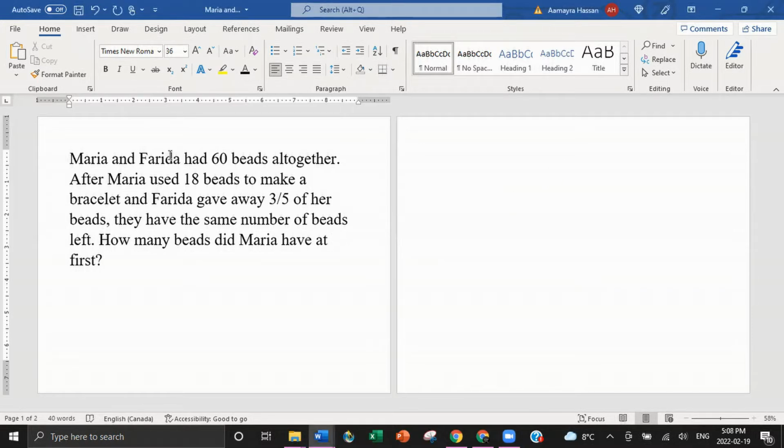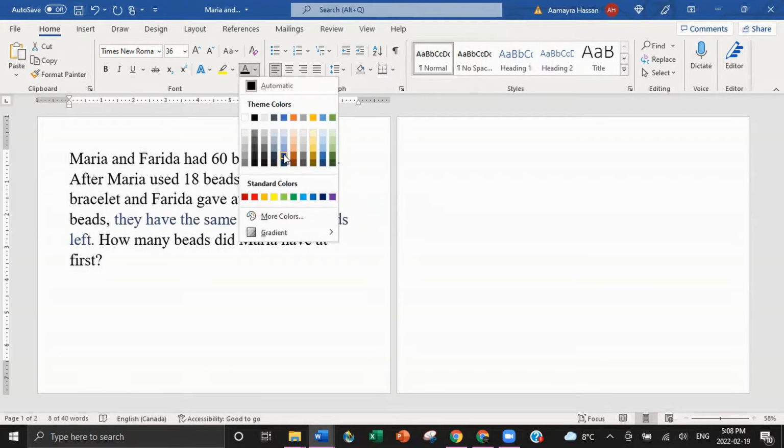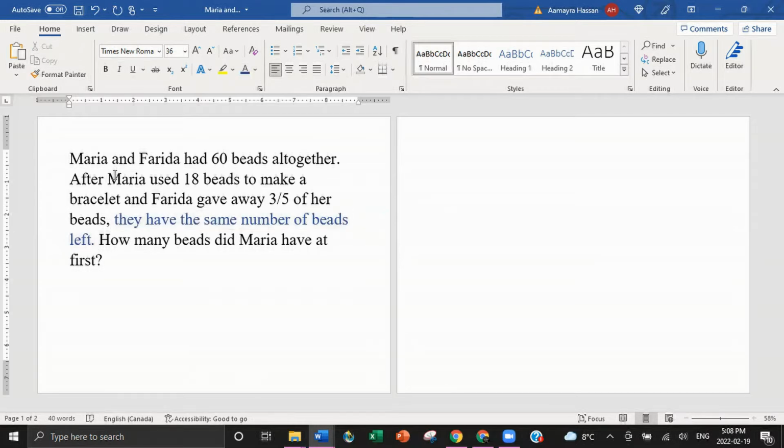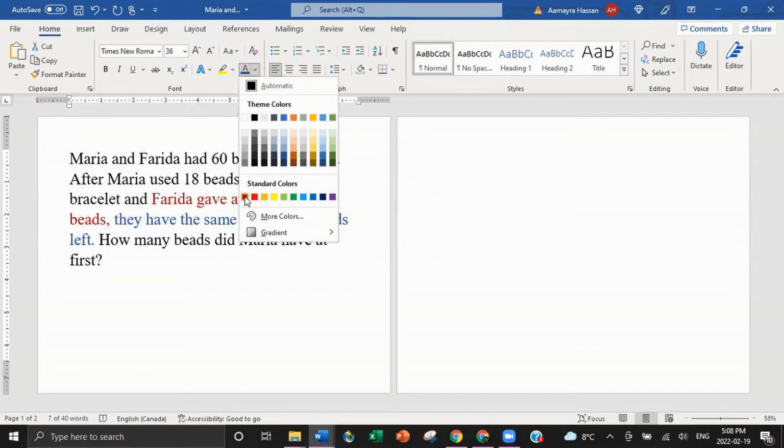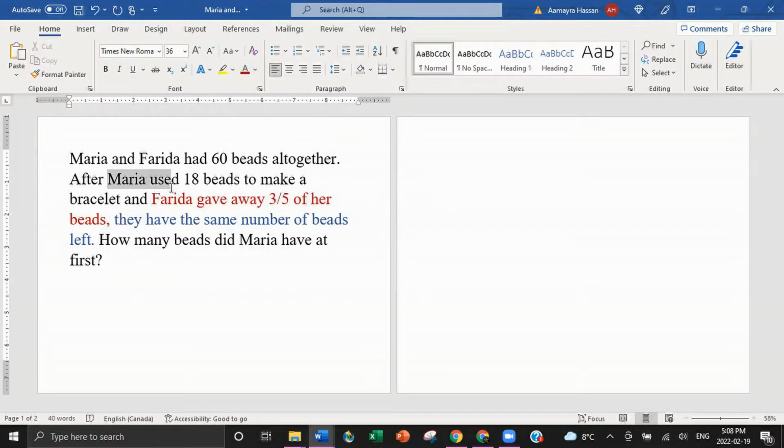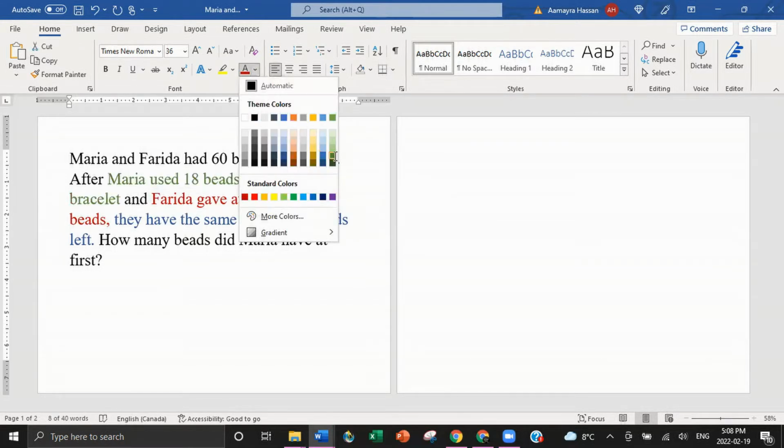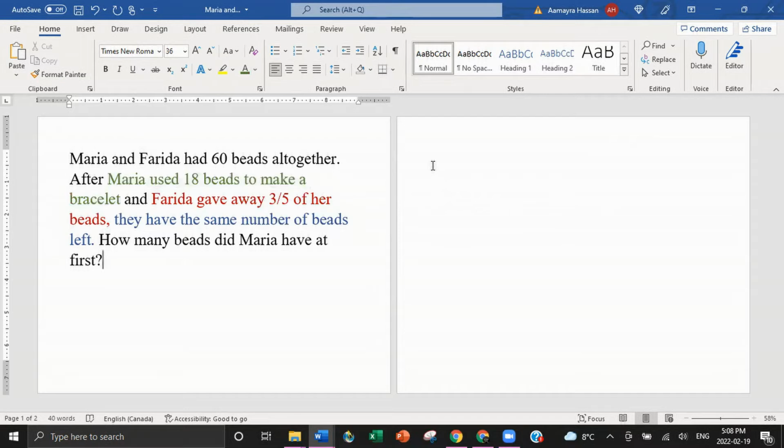So to do this question, we're going to make the important sentences different colors. We're going to make this part of the sentence, they have the same number of beads left, blue. We'll say Farida gives away 3/5 of her beads. We'll make that red. And when Maria uses 18 beads, that will be represented in green.